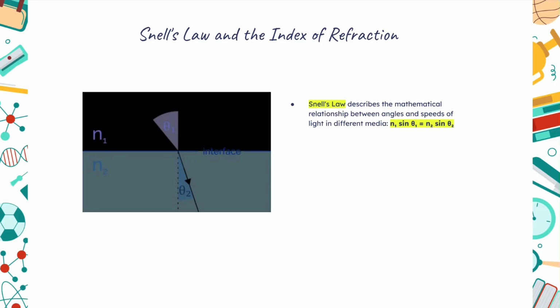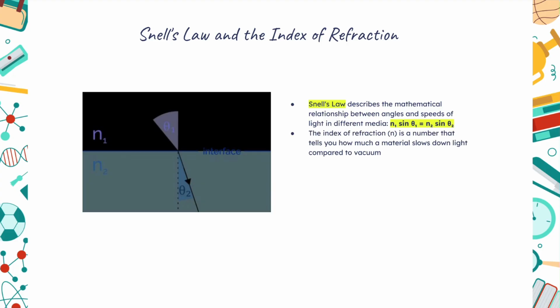Now, the mathematical law that describes this phenomenon is something called Snell's law. And this tries to show you the relationship between the angles of incidence and the speed at which light travels in, as characterized by this formula. Now, the N's, so N1 and N2, are called the index of refraction.